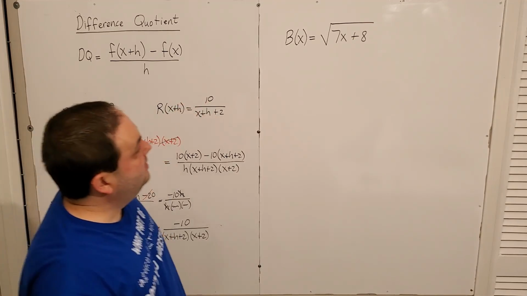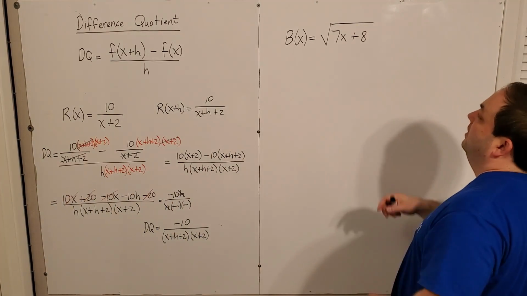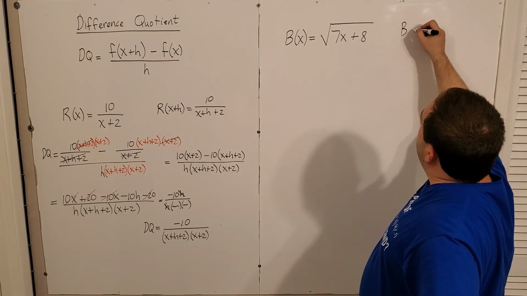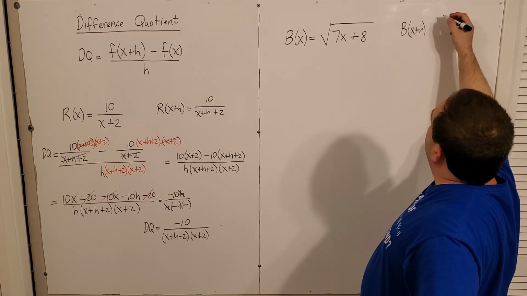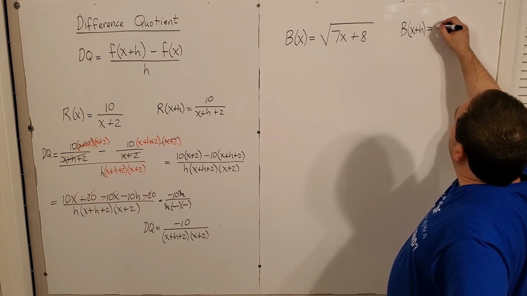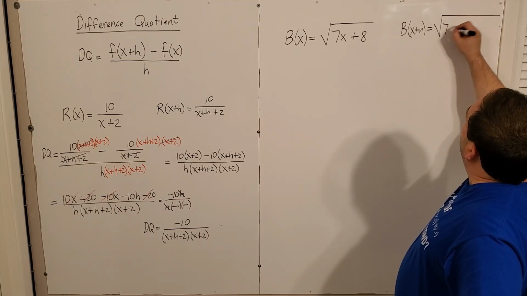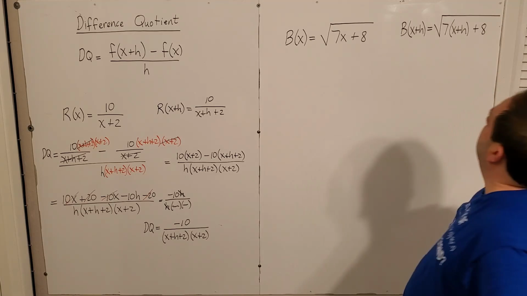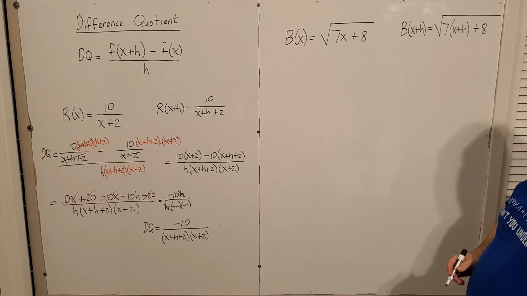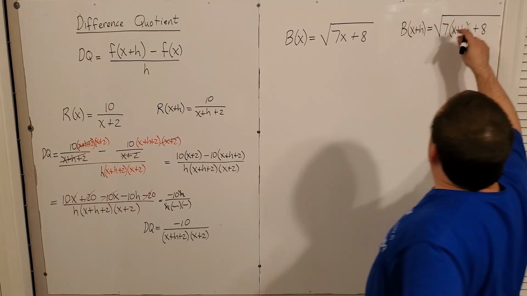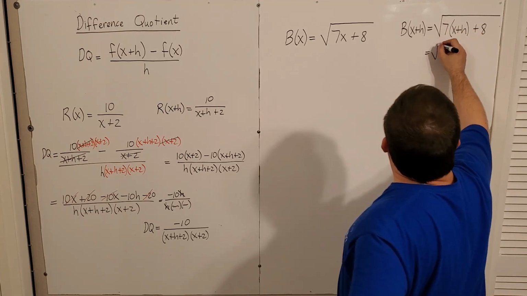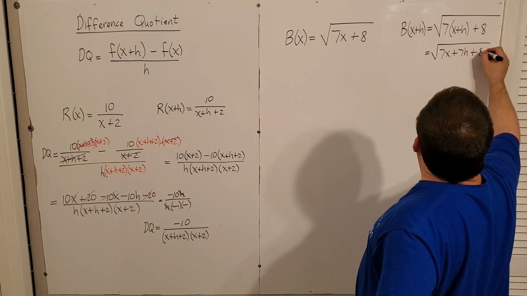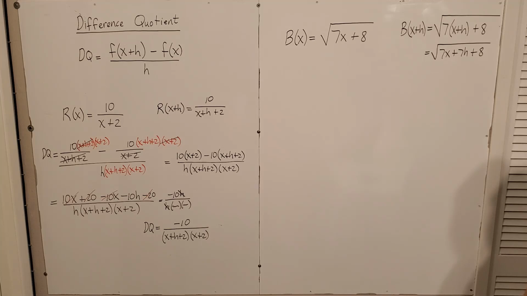All right, let's handle this radical function. Just like before, you want to start by plugging in x plus h. So b of x plus h is equal to the square root of 7 times x plus h plus 8, like that. If it helps you out, you can go ahead and distribute that out: square root of 7x plus 7h plus 8, like that.